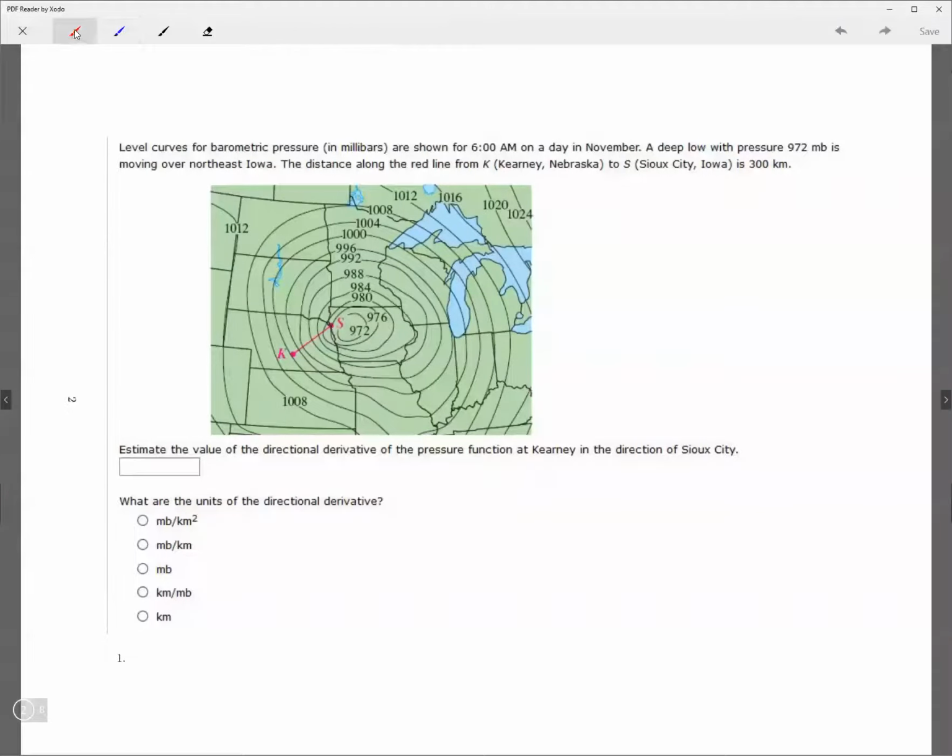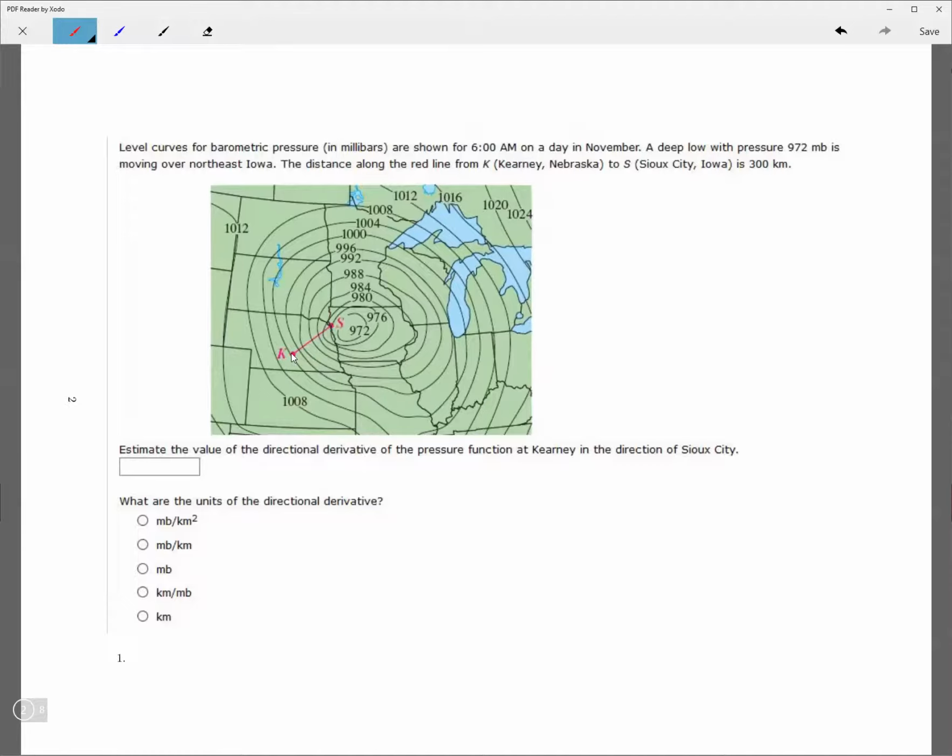Okay, so number one, level curves for barometric pressure are shown for 6 a.m. on a day in November. A deep low with pressure 972 is moving over northeast Iowa. The distance along the red line from Kearney to Sioux City is 300 kilometers. So from here to here, it's 300 kilometers. Estimate the value of the directional derivative of the pressure function at Kearney in the direction of Sioux City.